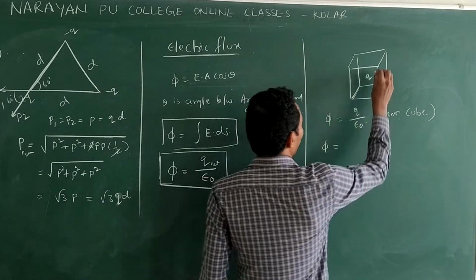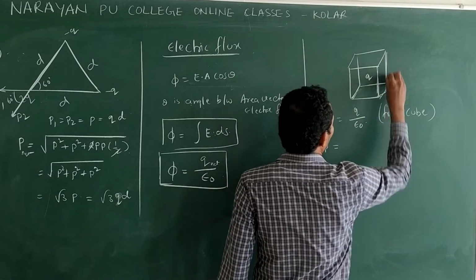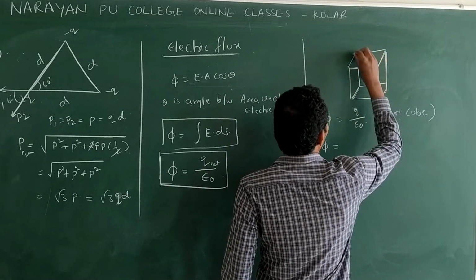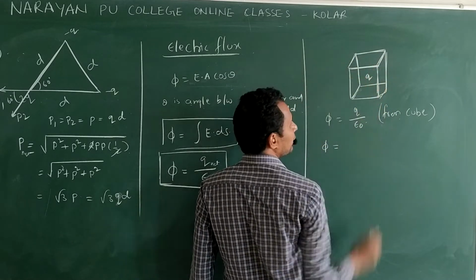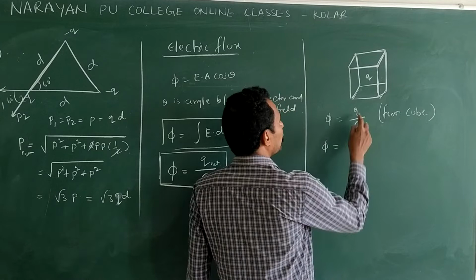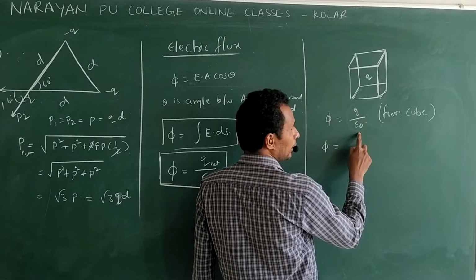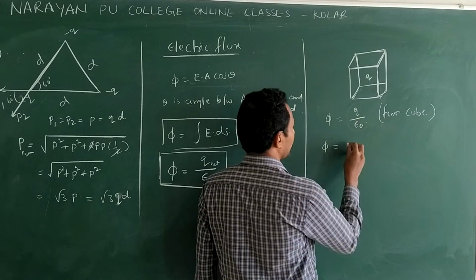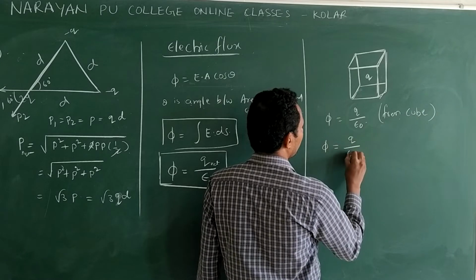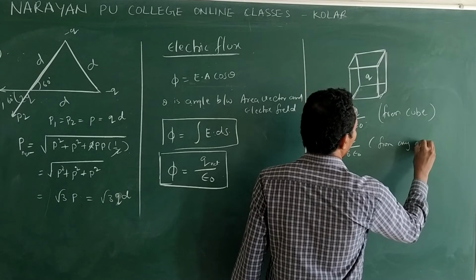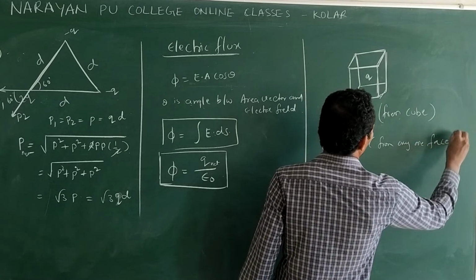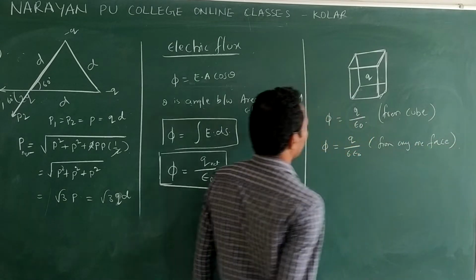If they ask what is the flux coming out from one face, or one side, how many are there? 1, 2, 3, 4, 5, 6. Total 6 faces share Q by epsilon naught. If they ask for one face, then 1 by 6. So this is Q by 6 epsilon naught from any one face. Clear?